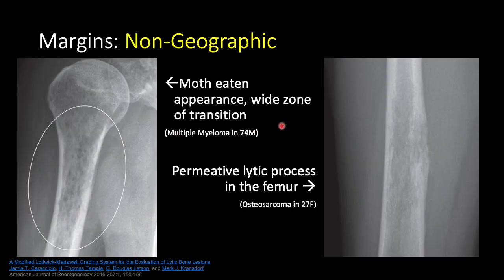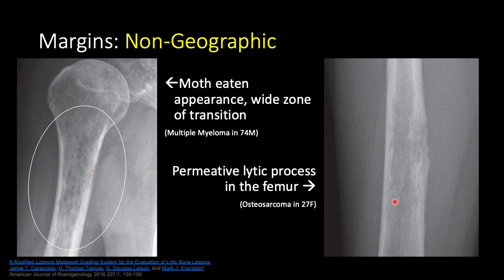These are examples of the non-geographic margins we mentioned. So this one over here is an example of what a moth-eaten appearance looks like. You can see these punched out holes. There's multiple of them. It's a pattern extending over a long area in the proximal humerus. So again, moth-eaten appearance, non-geographic pattern. And this was an example of multiple myeloma in a 74-year-old patient.